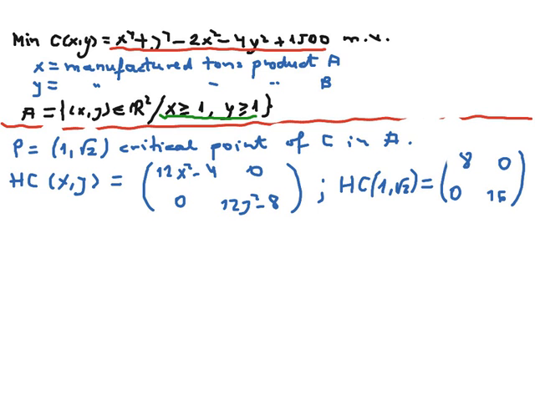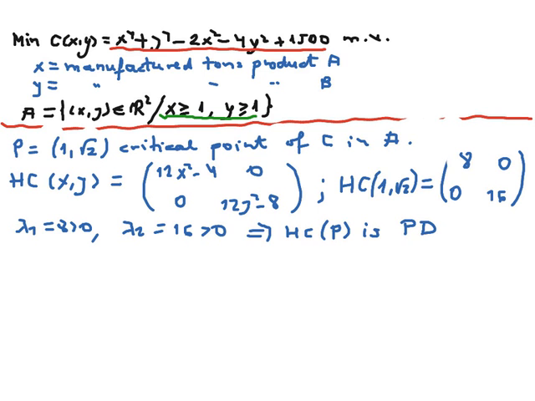To study its sign, it is a diagonal matrix. We use the eigenvalues, which are 8 positive and 16 positive. Then the Hessian matrix evaluated at point P is positive definite, which means that P is a local minimum.